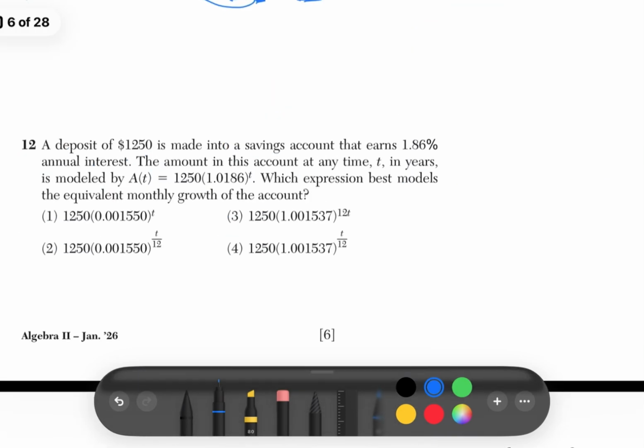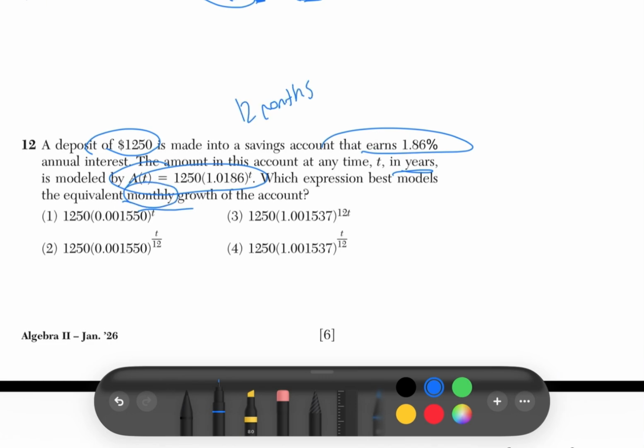Last but not least, a deposit of $1,250 is made into a savings account that earns 1.86% annual interest. The amount in this account at any time t in years is modeled by A of t is equal to this. Which expression best models the equivalent monthly growth of the account? So given the equation, it's being modeled in years, but this problem is asking us for months. So that means 12 in a year.